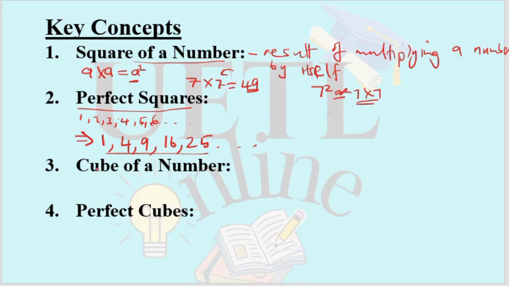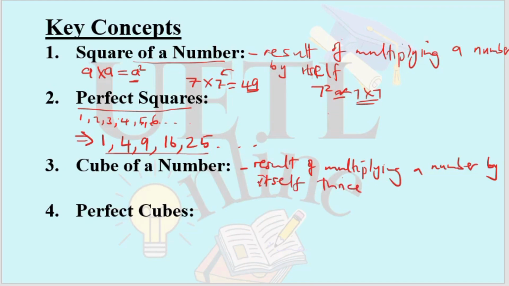Let's look at the cube of a number. A cube of a number is the result of multiplying a number by itself thrice. Let me use a again. If we say a times a times a, three times like this, the result we get is the cube of a. This is how we write it.